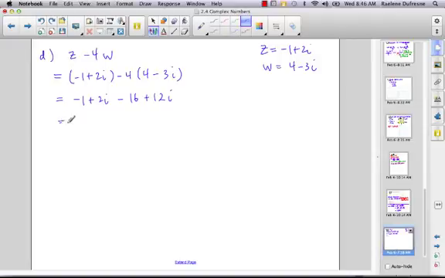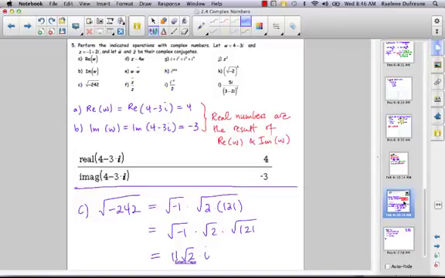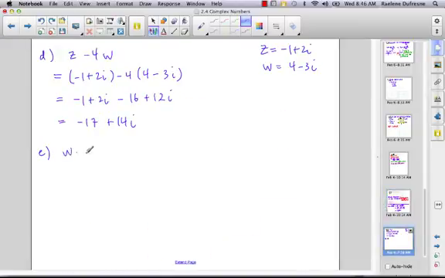And we write the real part first, so negative 1 minus 16 is negative 17 plus 14i. In part E, the question says to work out w multiplied by its conjugate. So w is 4 minus 3i. Its conjugate is 4 plus 3i, and we expand the binomial.